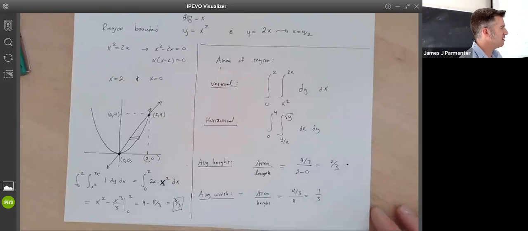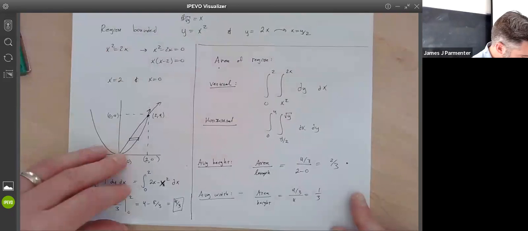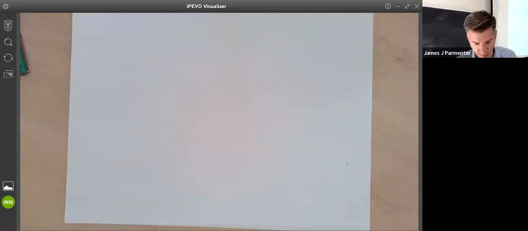You would kind of think they would, right? If you took the average of all the heights and the average of all the widths, you'd think you'd get the area, but you don't.